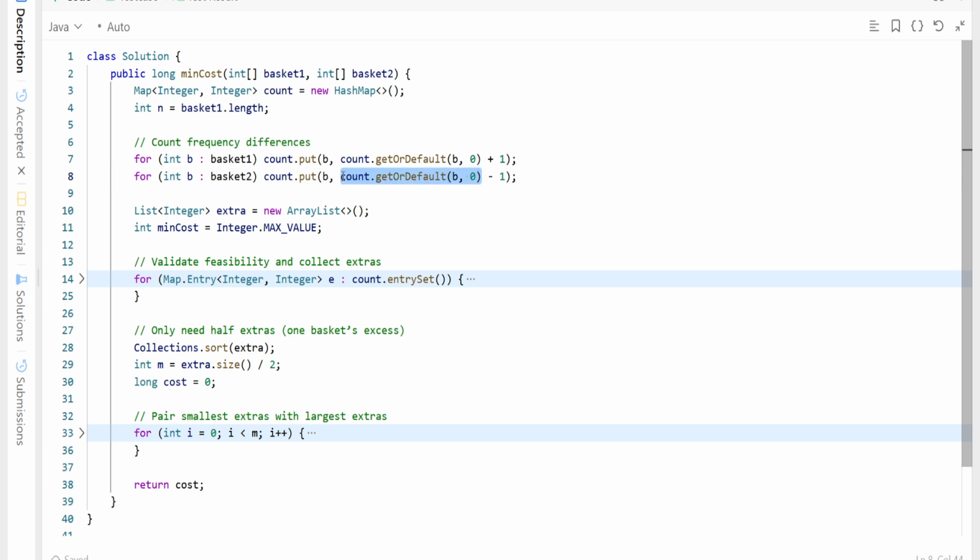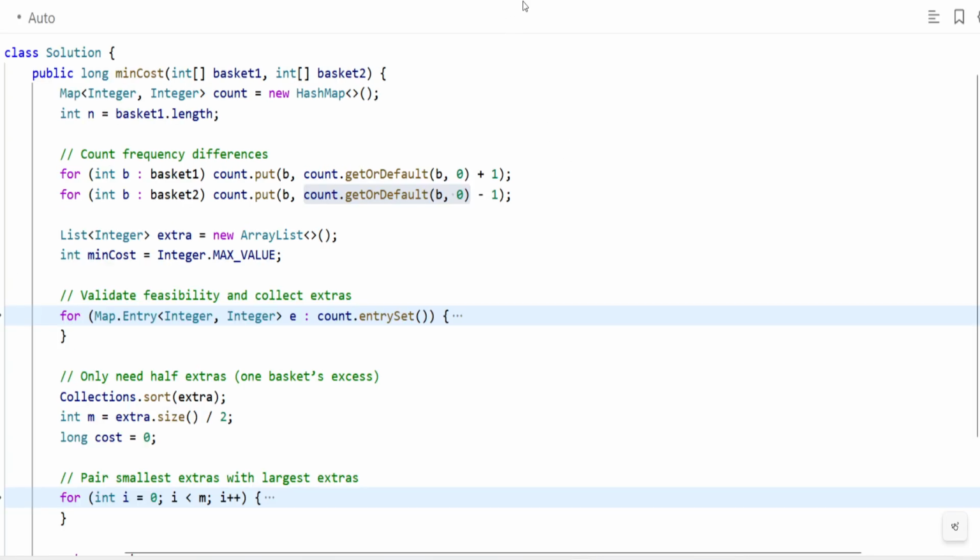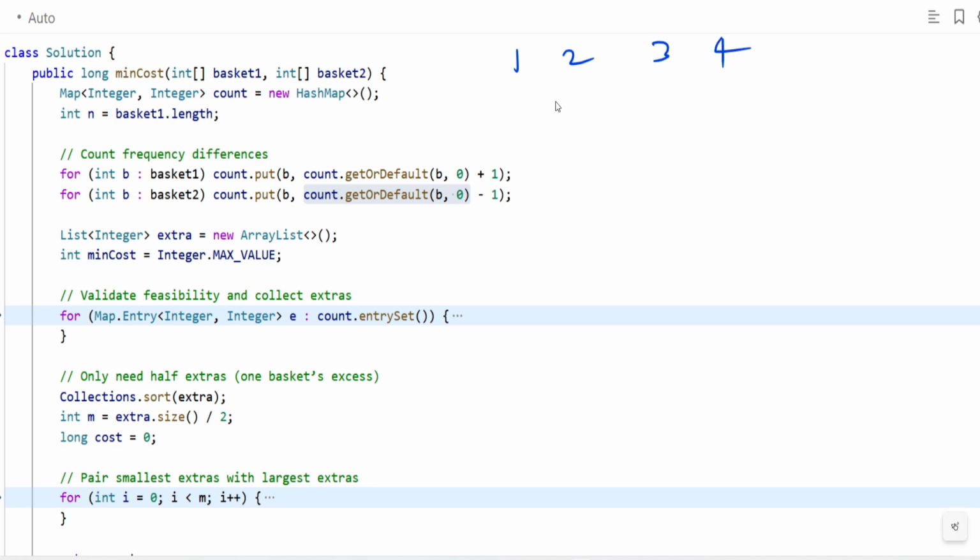So we don't need to do the minus again, right? This is just a calculation. Let's understand what I'm trying to say. Let's suppose the basket has, for example, 1, 2, 3 and 4. These are the elements we have in the basket. Or let's suppose 2, it was 2, like this we have.